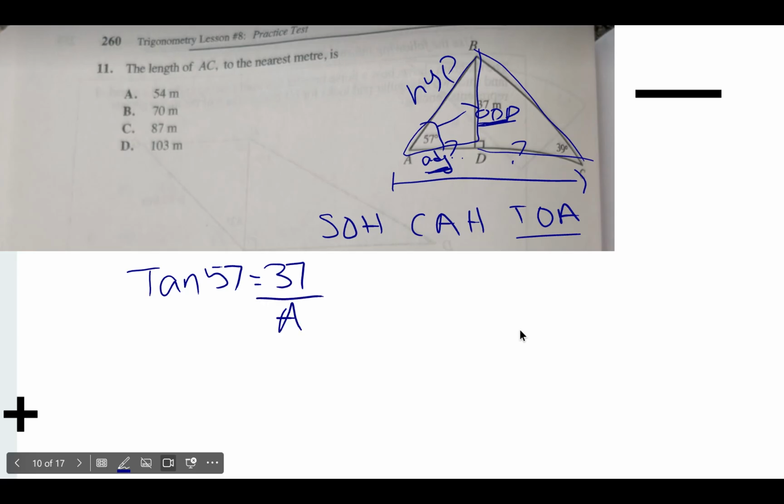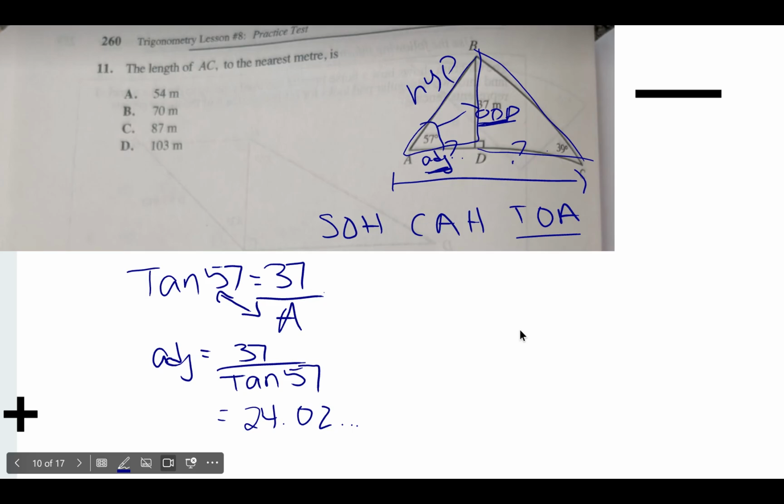Now, a quick trick to solve for that adjacent side, instead of multiplying both sides up and then dividing, you can just swap these two. So your adjacent side equals 37 divided by tan of 57. So if you're ready, you can put that into your calculator and get a value. And I'm just doing that right now because I didn't have that one written out. And I'm getting 24.02, and that number will keep going.